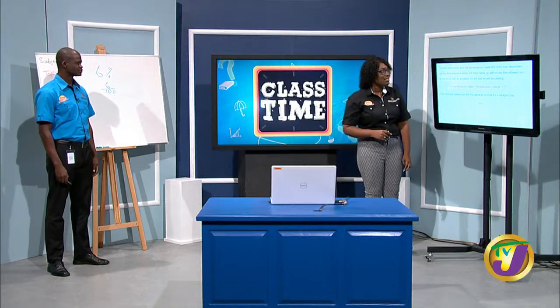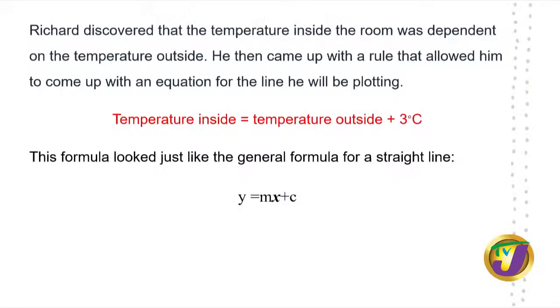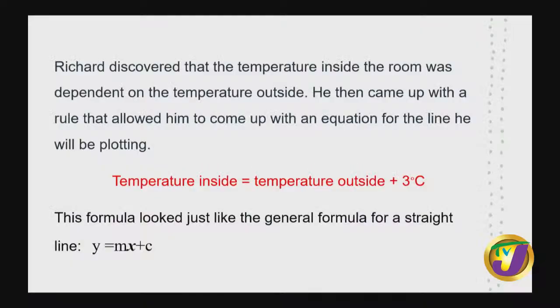Okay, so Richard also discovered that the temperature inside the room was dependent on the temperature outside of the room. He then came up with a rule that allowed him to create an equation for a line before he started to plot his graph. So the temperature inside the room is equal to the temperature outside of the room plus 3 degrees Celsius. Wow. It's interesting.